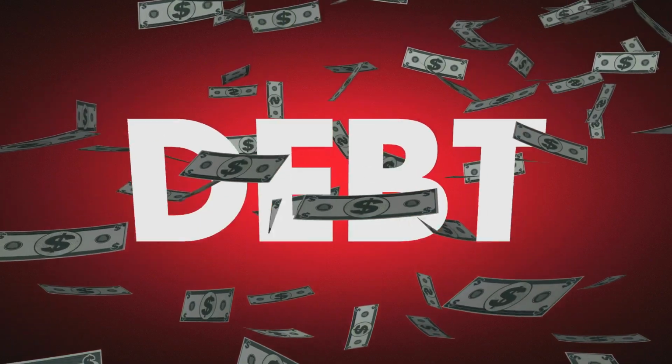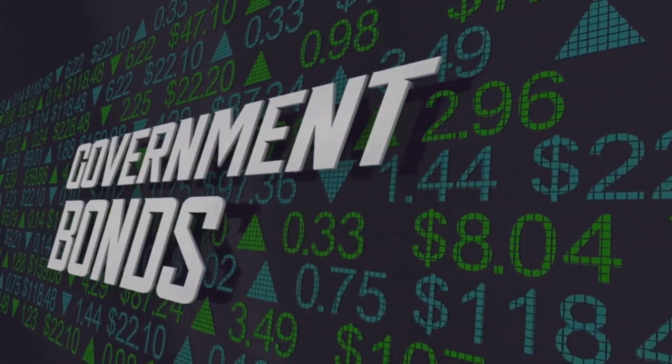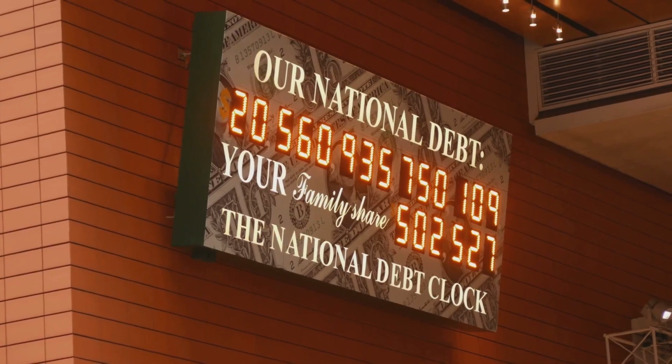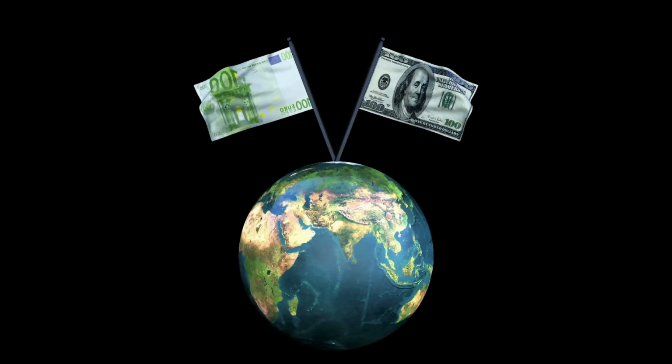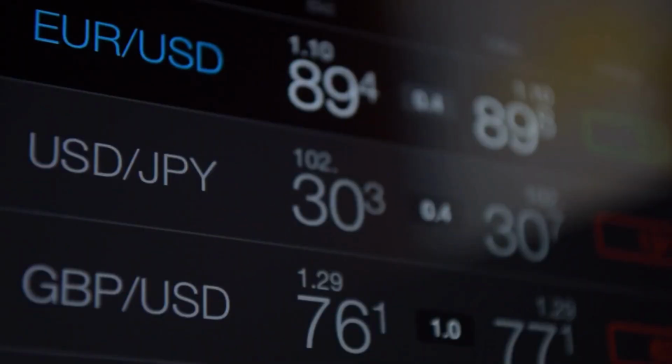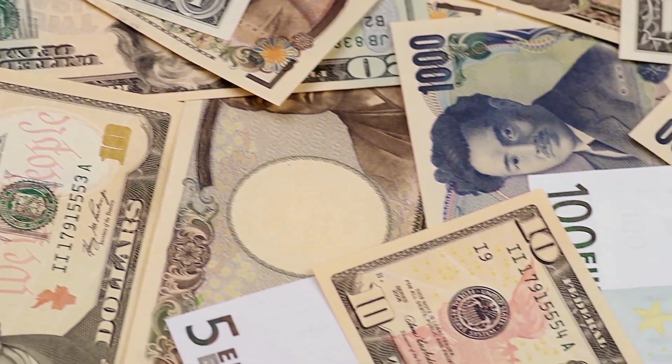Number 4, debt. Countries borrow money all the time, sometimes from each other, sometimes from their own banks. The US, for example, owes over $30 trillion. And finally, number 5, currency. Exchange rates matter a lot. A weak currency makes exports cheaper, but imports pricier. Think US dollars, euros, yen, and yuan.